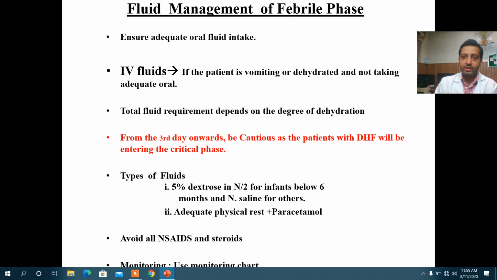Coming to the fluid management of the febrile phase. In the febrile phase, if the patient is active and alert, there is no vomiting, and he can take orally, then you have to encourage oral fluids. If the patient is vomiting or dehydrated and is not taking anything orally, then you have to give IV fluids. From the third day onward, you have to be cautious about dengue leaky fever. How do we come to know that dengue leaky fever is starting? We'll be discussing in the next slides.